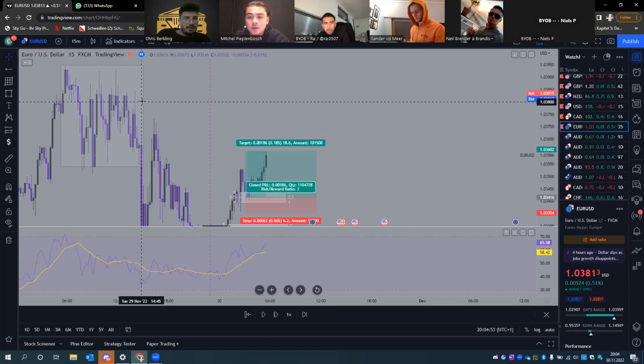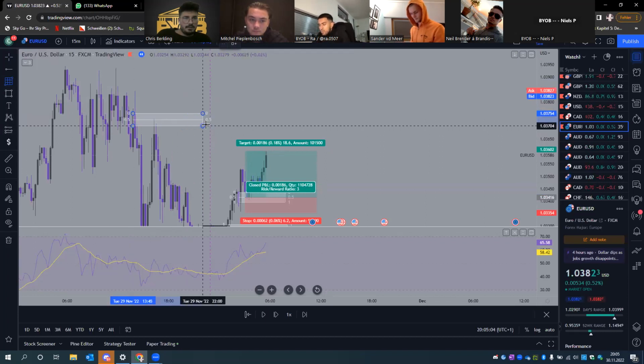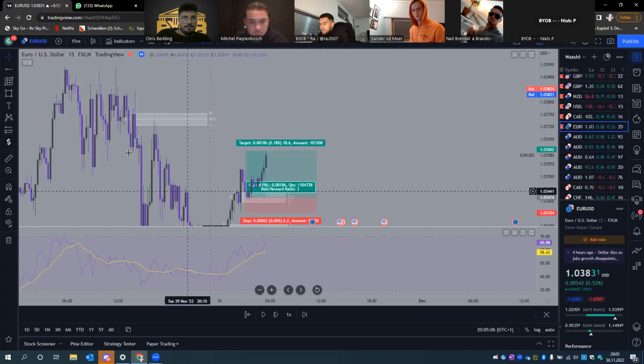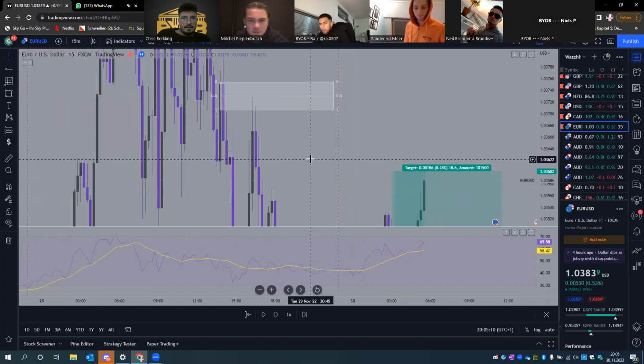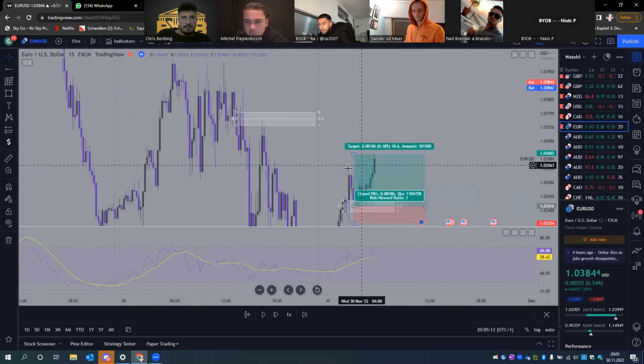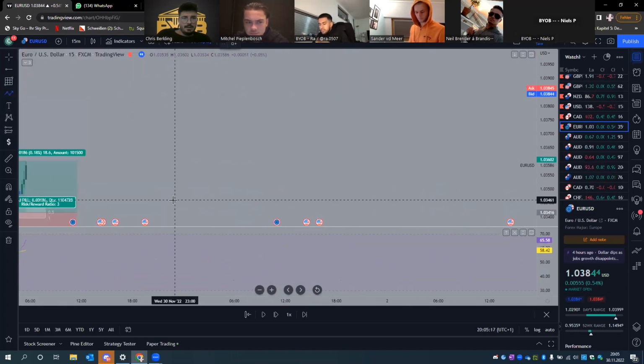Let me actually delete this zone. The market broke structure down here, right? You break, retest. Look where the market came back to retest to. But what does breaking market structure mean? Remember from the first trading call we did?